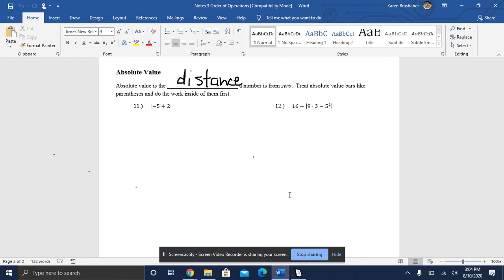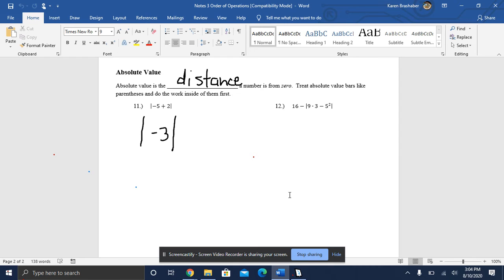So problem number 11, you have your absolute value bars, and then inside of that we have -5 plus 2. So I'm going to keep the absolute value bars and do inside first. So signs are different. We subtract. So we'll take 5 minus 2. That's an answer of 3. The 5 is a bigger absolute value. It's negative, so we have -3.